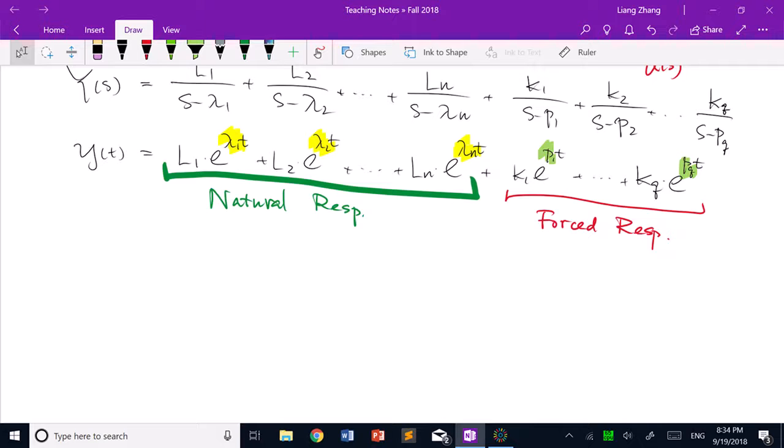Now, keep in mind that we only focus on the unit step response. So for the unit step response, the natural response should still take the same form as before, still these exponential signals.